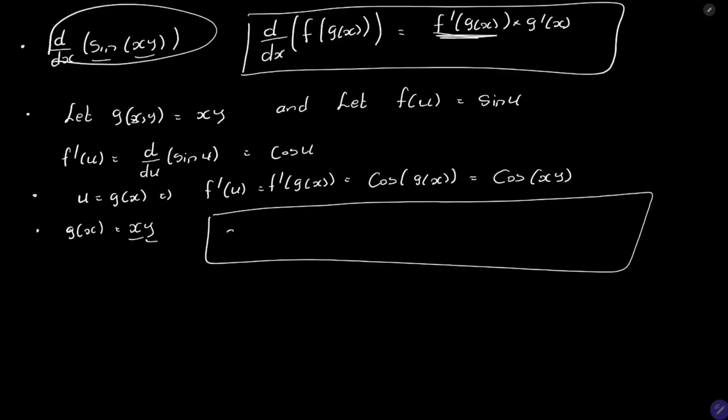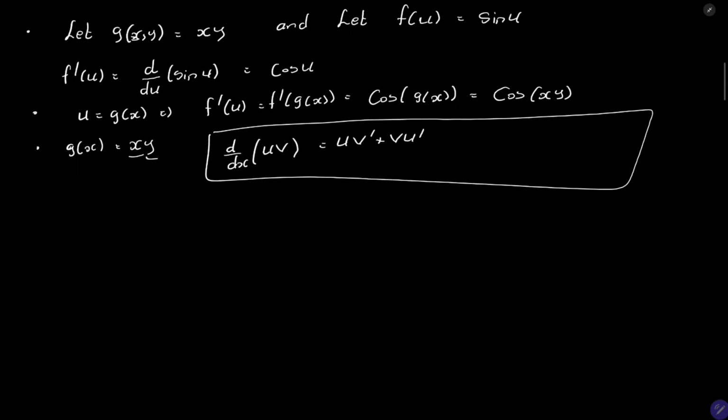The product rule states that the derivative with respect to x of a function uv is equal to u dv plus v du. So in this case, we need to identify our u and our v. Let u be equal to x. It implies that u prime, which is the derivative with respect to x of u, which is the derivative with respect to x of x, gives us the function 1.